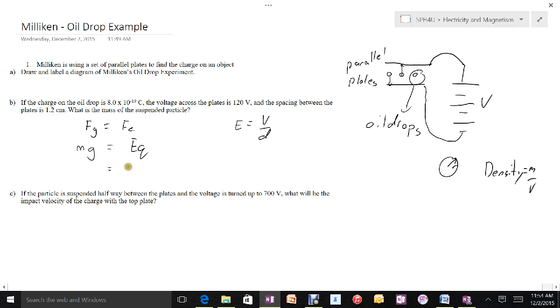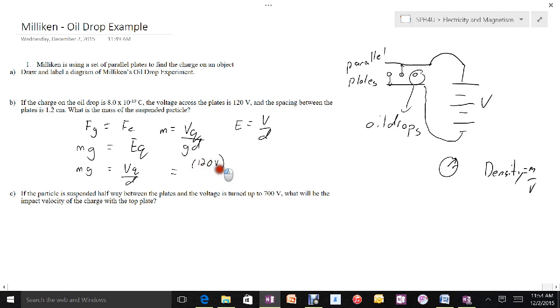So that means that mg is equal to VQ over D. And if I bring the g over, I can say that the mass of my oil drop is equal to the voltage times the charge divided by g and the distance between the plates. Now the only thing I need to be careful of here is I need to make sure I'm putting all of these things in standard units. Beyond that, I should be good to go.